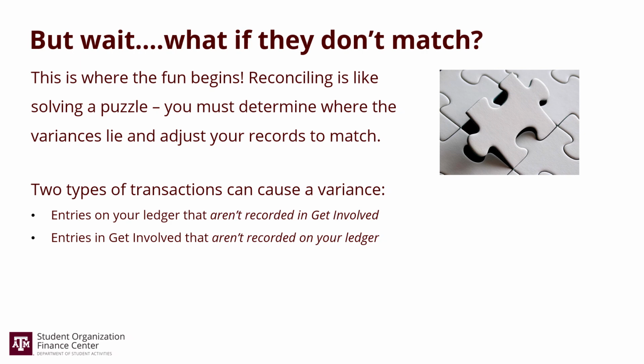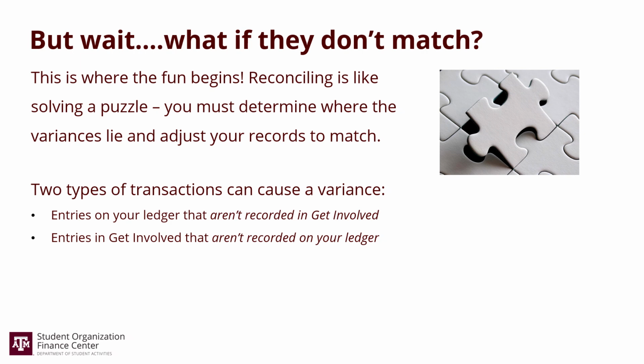Although in the previous example, every transaction matched between the ledger and the online statement, there will often be discrepancies between the two. This is where the fun begins. Completing a reconciliation is like a puzzle, in that you must determine where the variances lie and adjust your internal records to match the statements online.